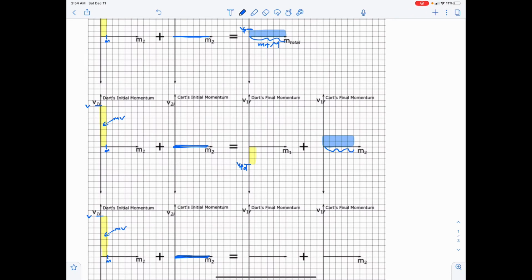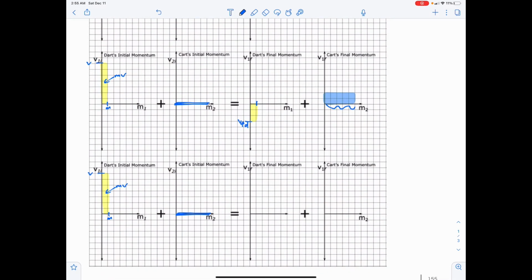This again would be this, so if this is 1m right here, this is just m, this would be essentially, I guess 5m, it would be that much bigger. So it looks like the cart is 5 times more massive than the dart, to at least give you this scenario.